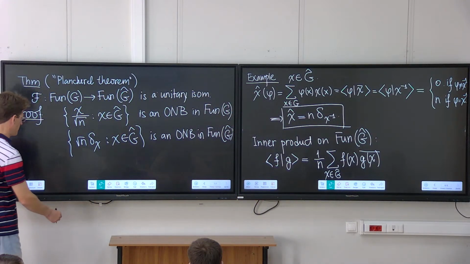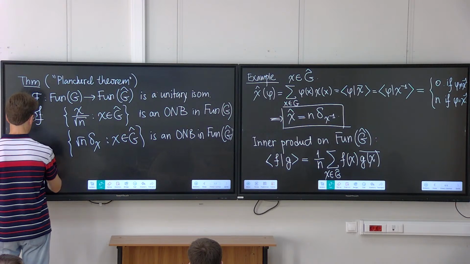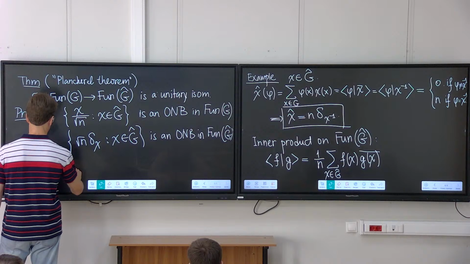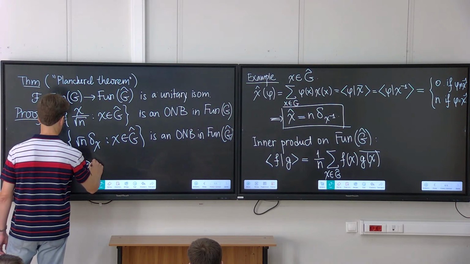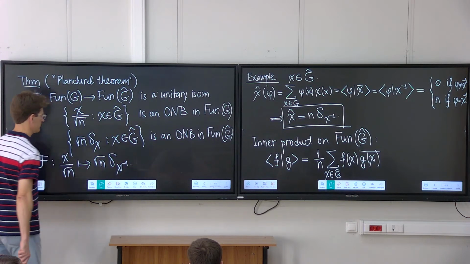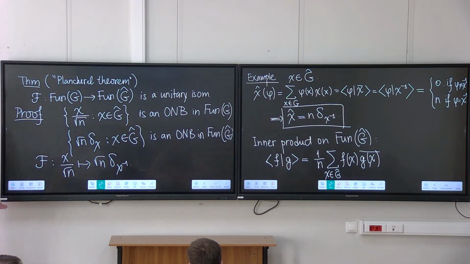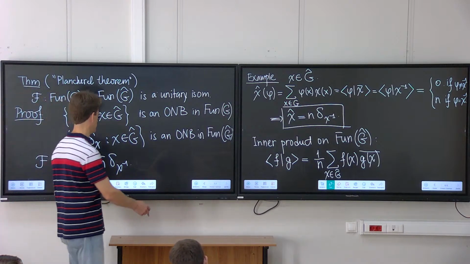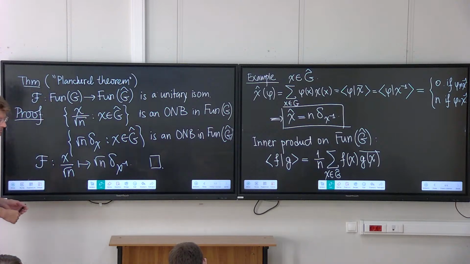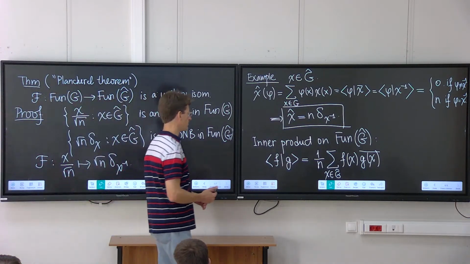And we already know that the Fourier transform takes the first orthonormal basis to the second one. And that's it. So a linear map between two finite dimensional Hilbert spaces, which takes an orthonormal basis to an orthonormal basis, is a unitary isomorphism. And this completes the proof.